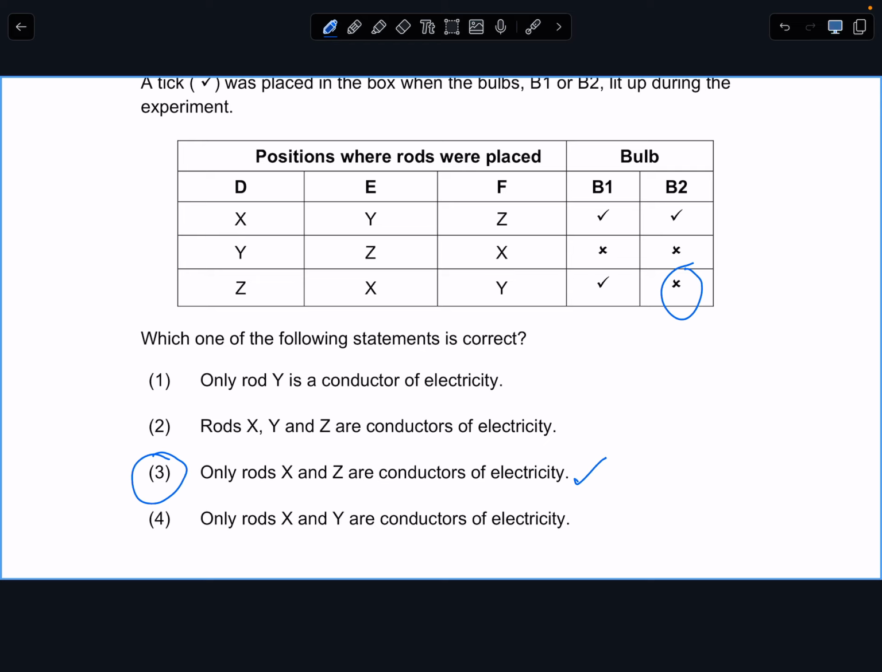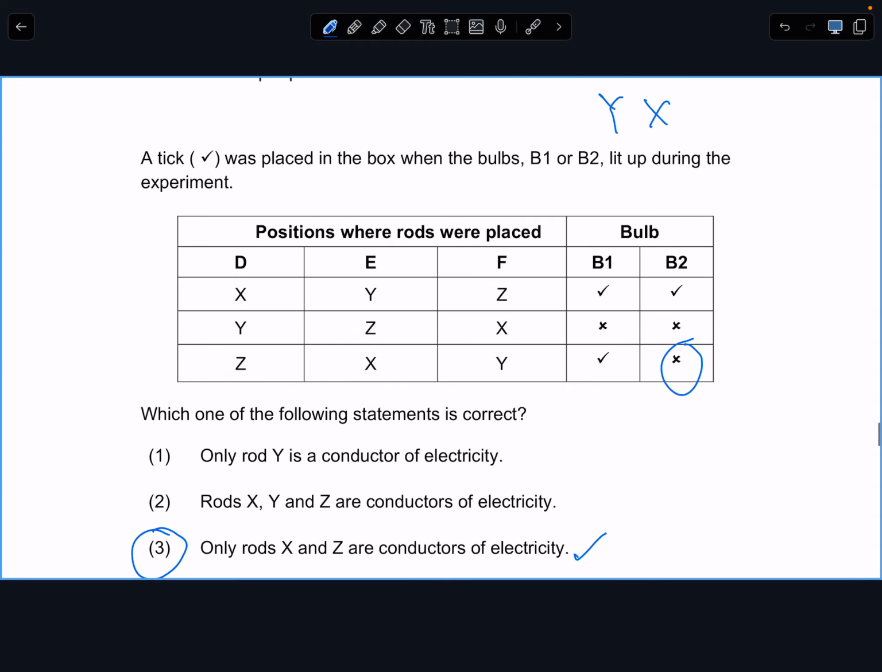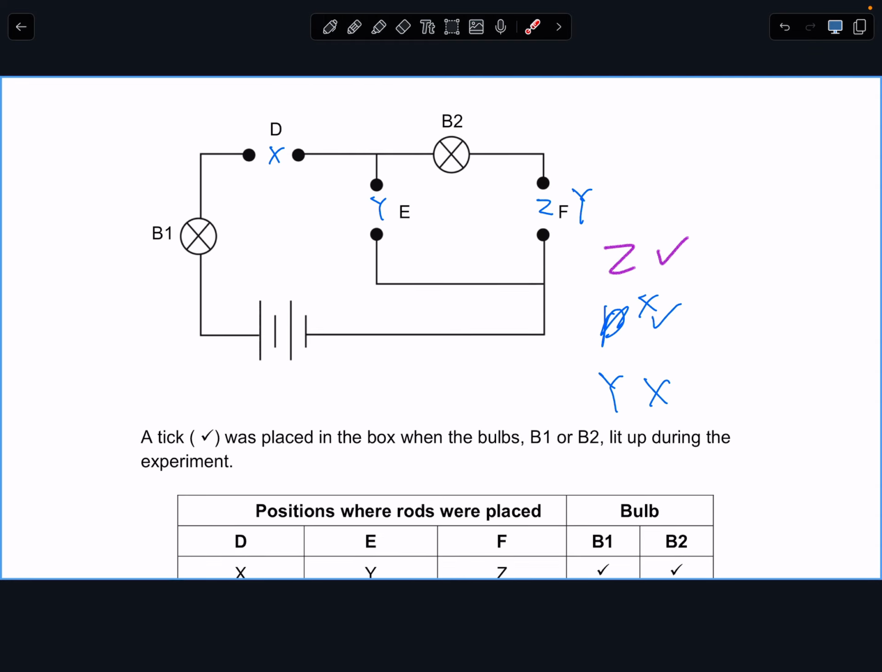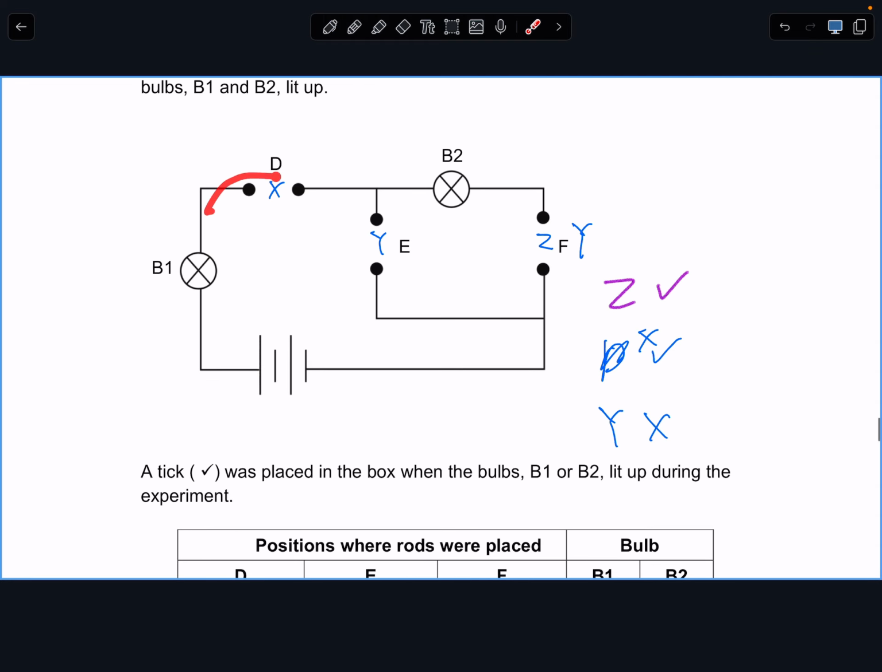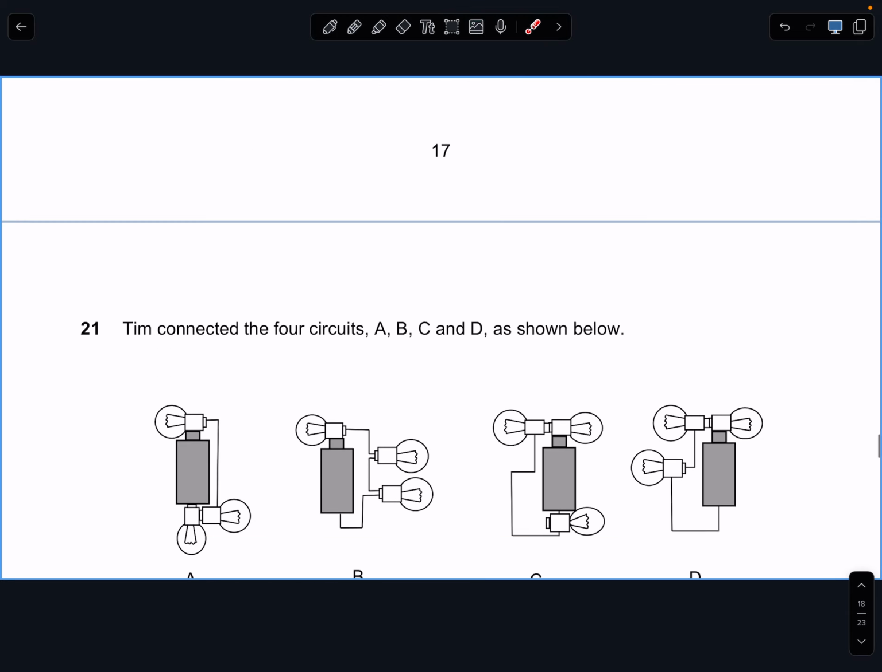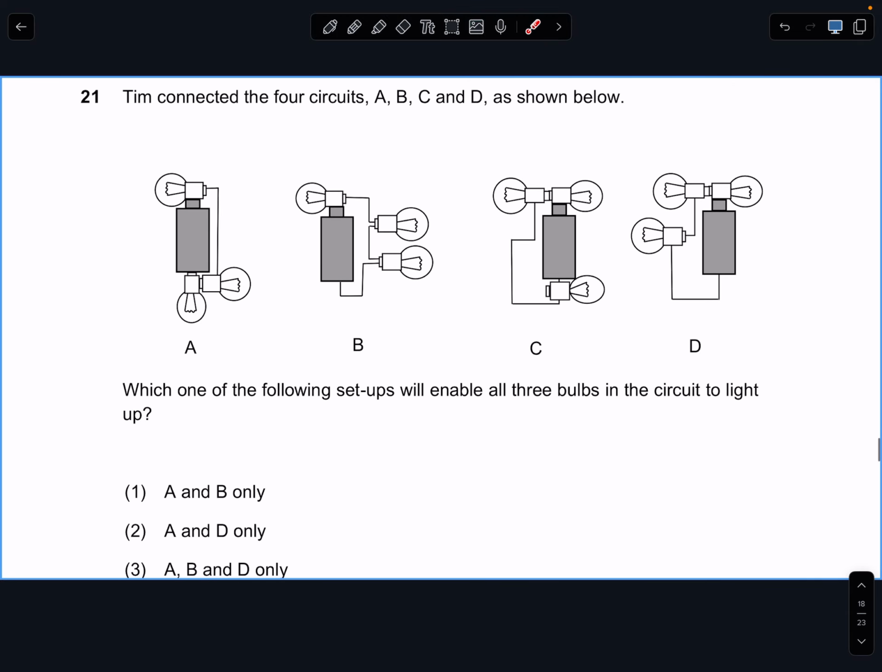Any questions? So to do this question, you need to trace the pathway. It is what it is, and the path cannot U-turn. Many students get confused because they feel that it maybe can do this. Cannot. It's a one-directional thing. That's how you make sure that you don't make any mistakes. Next. Which of the following setup will enable all three bulbs in the circuit to light up?